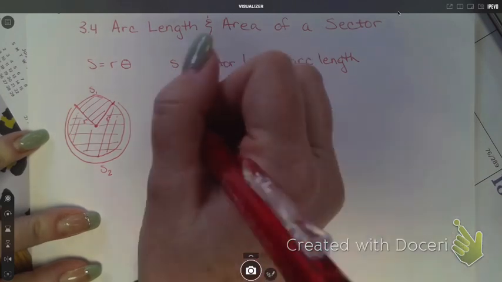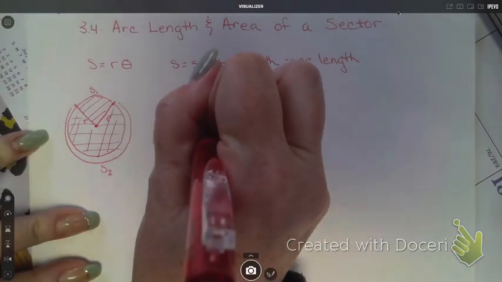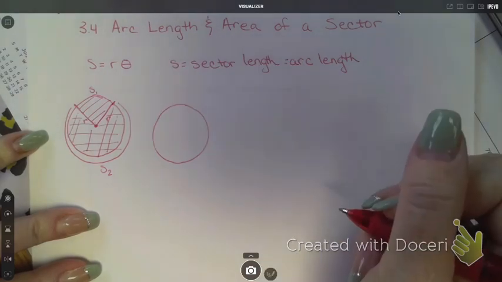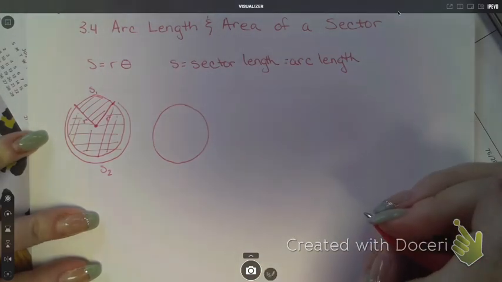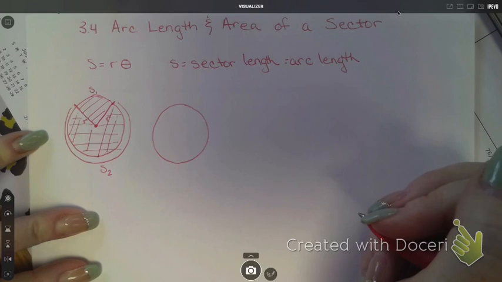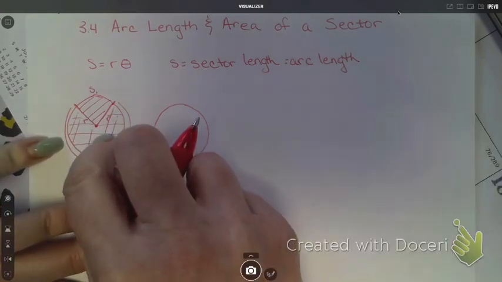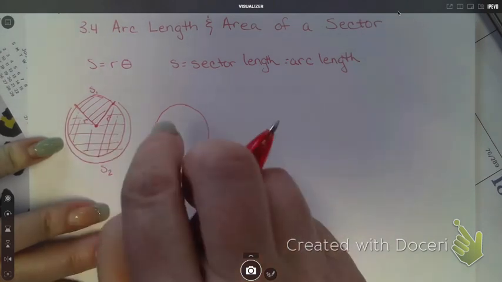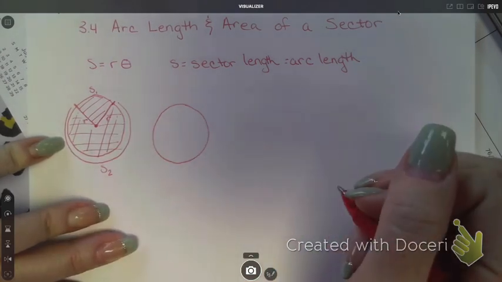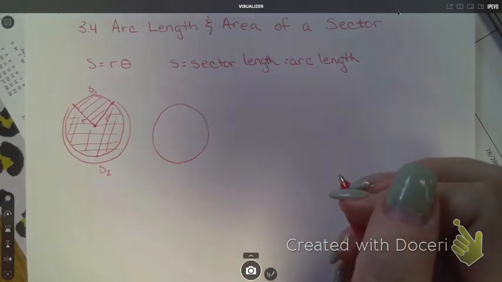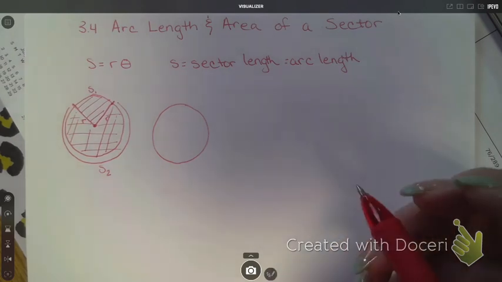Now, is this a sector? No, that's a circle, because I didn't cut it up. Got it? Yep. So is there any limit to the number of sectors I can make in a circle? No. Just like there's no limit to the number of cuts I can make in an actual line, right?